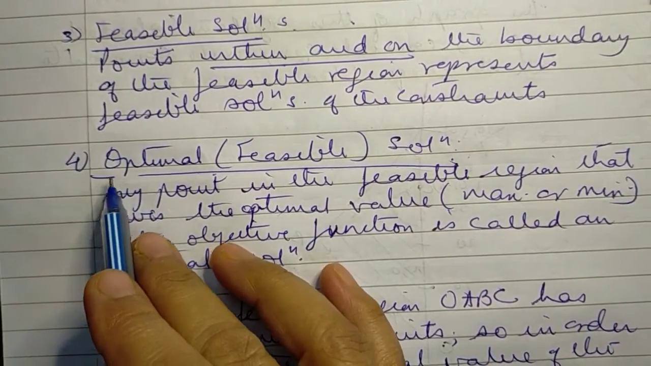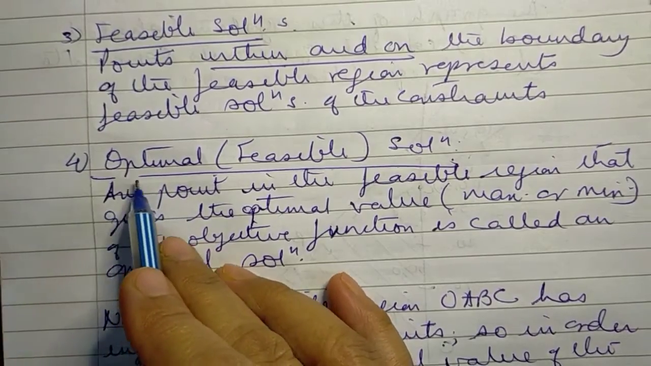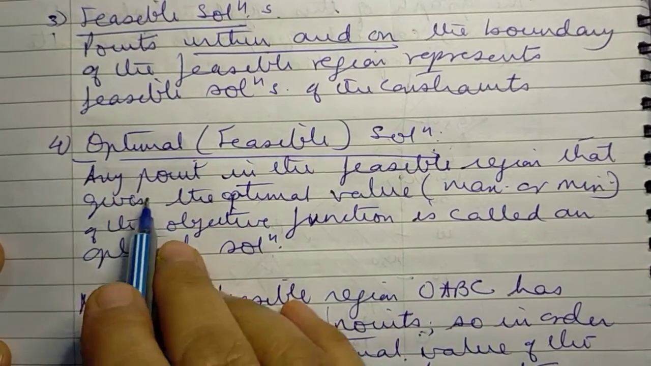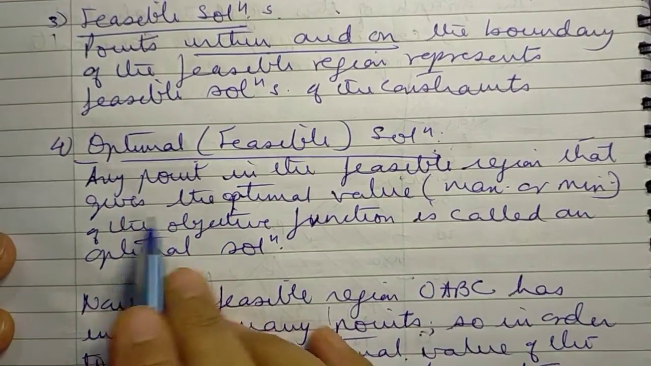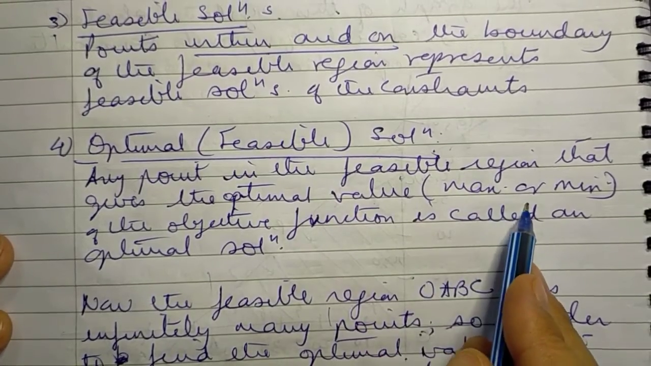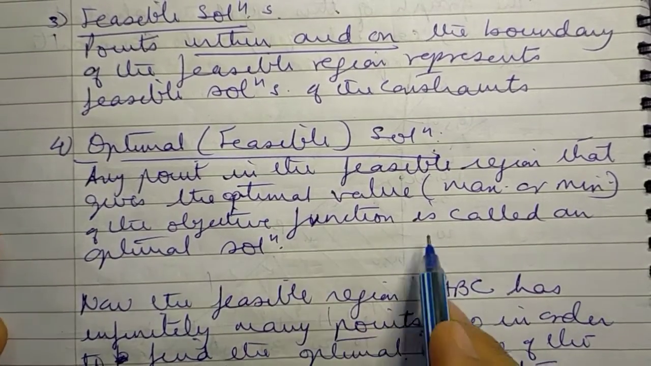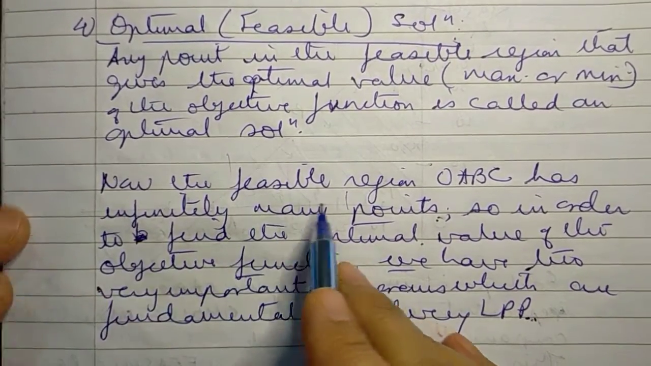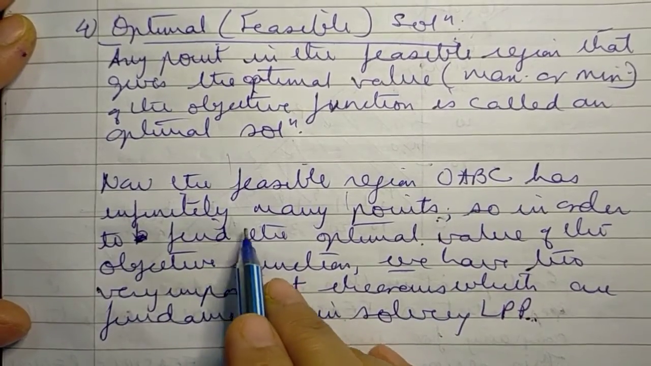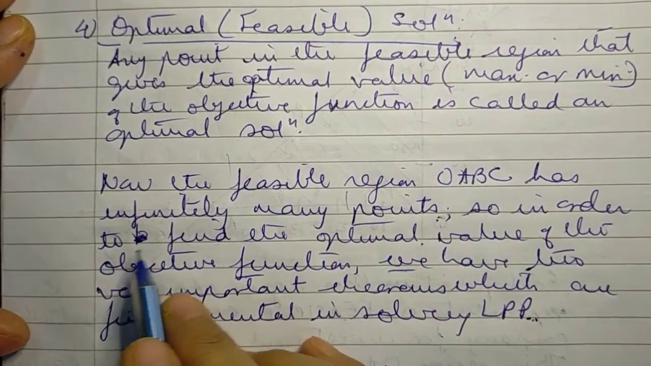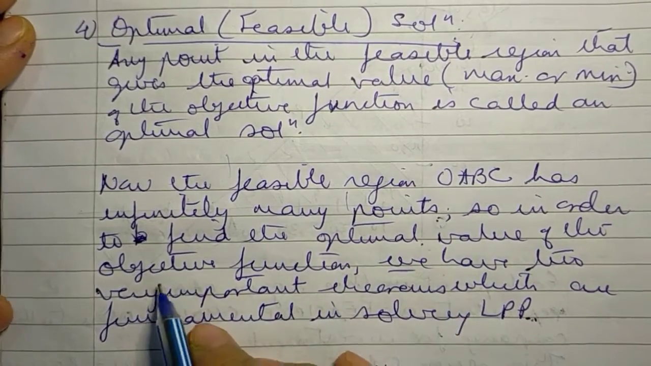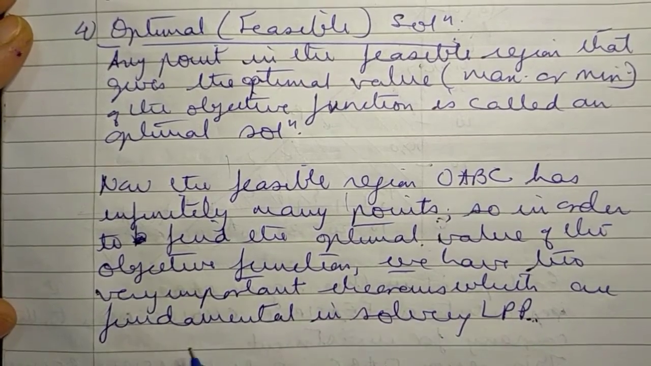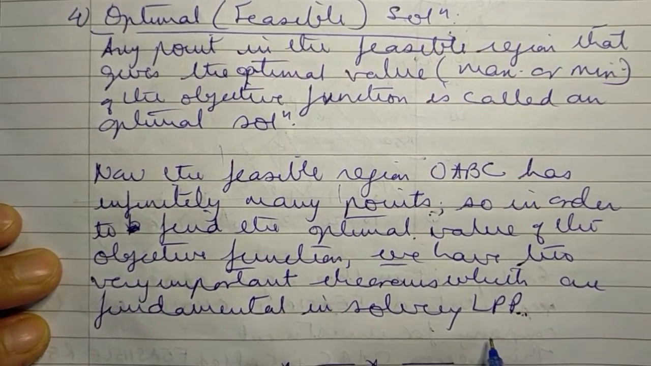And the last definition which we have to consider is the optimal feasible solution. An optimal feasible solution is any point in the feasible region that gives the optimal value, that is maximum or minimum, of the objective function, and is called the optimal solution. Now, the feasible region OABC has infinitely many points. So, in order to find the optimal value of the objective function, we have two very important theorems which are fundamental in solving the LPP.